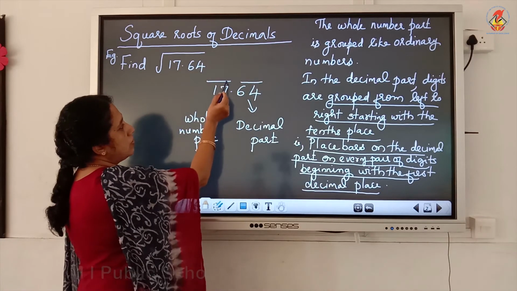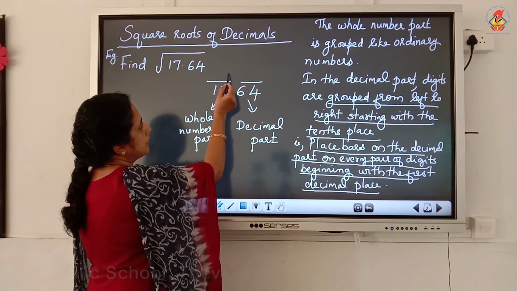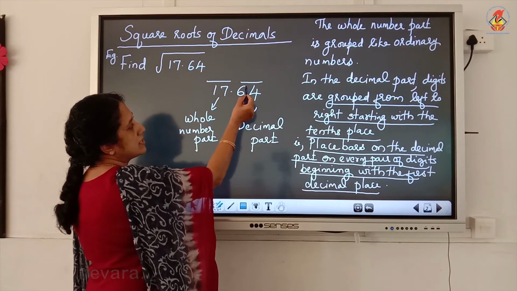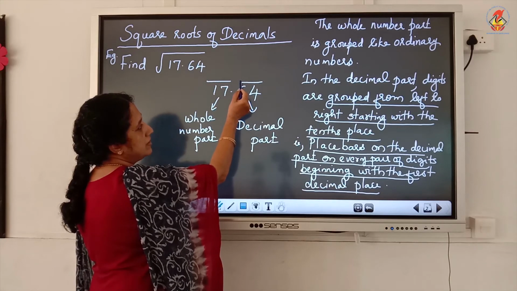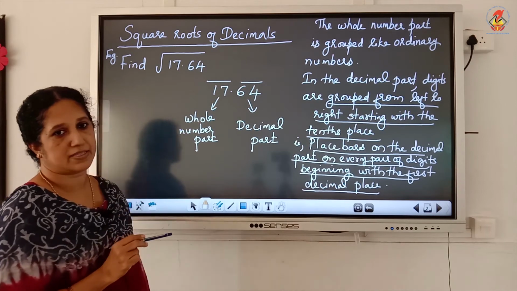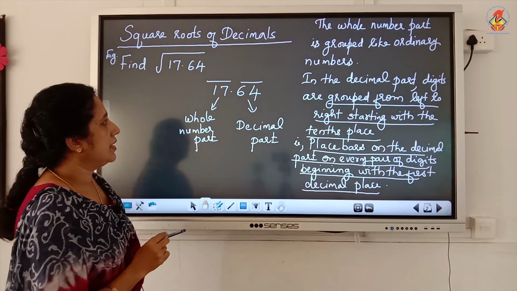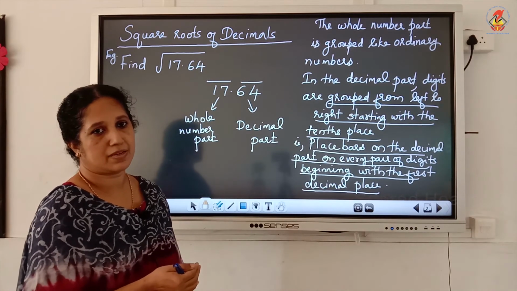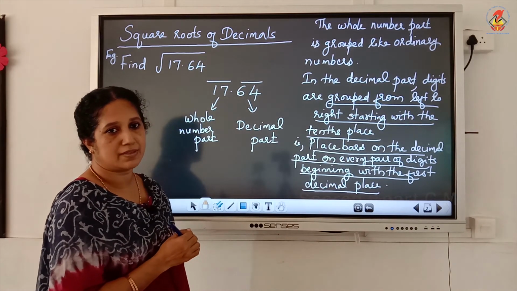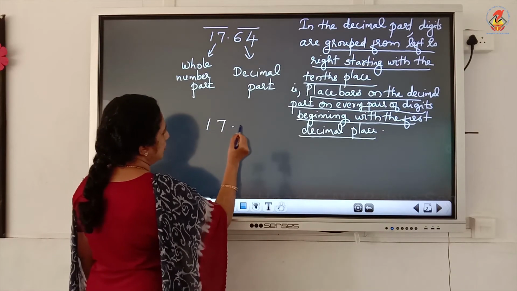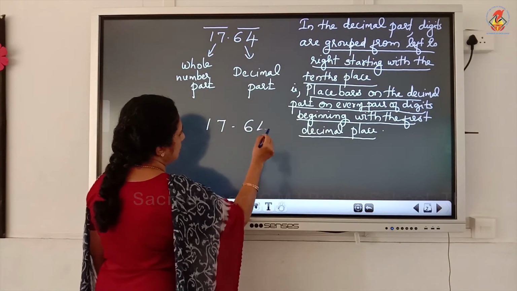In the case of whole number part, you have to start from right to left. But in the case of decimal part, you have to start from left to right. Only that is the difference. And after that, we have to use the same steps to find the square root of this decimal number. Now 17.64.